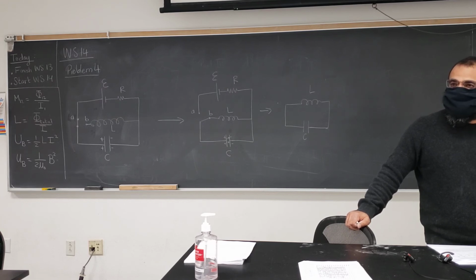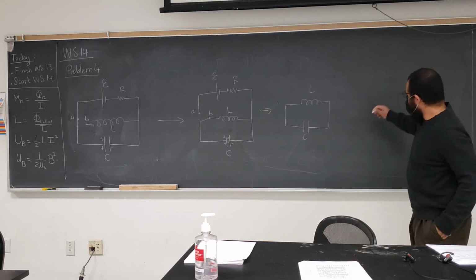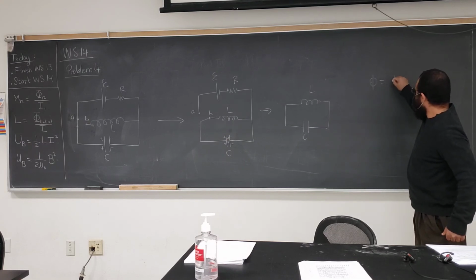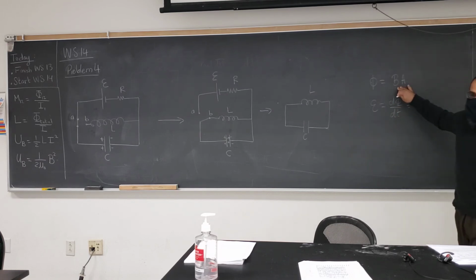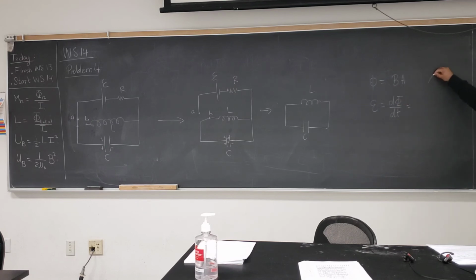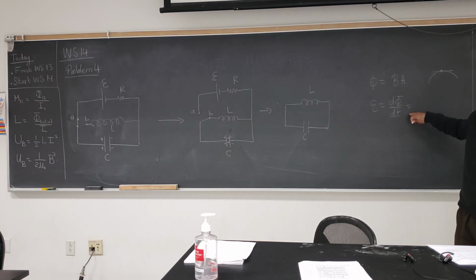Why? It's the change. The flux is the magnetic field times the area, right? The induced EMF is d flux dt. Now the magnetic field will depend on the current. If the current is maximum, what's the derivative when you have a maximum? 0. So the current is not 0, it is actually maximum, but its derivative is 0. So the induced EMF is actually 0 at that moment.